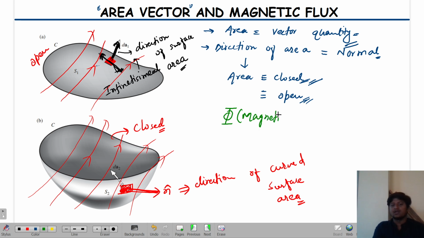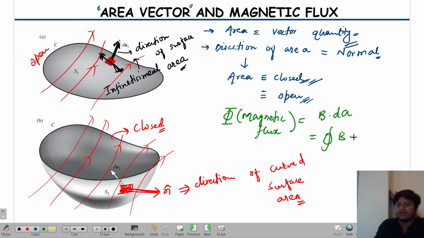What is it called? It is called phi. So this magnetic flux is given as what? It is just like electric flux was E dot dA, or not? Tell me yes or no. So similarly, magnetic flux is equal to B dot dA for an open surface, and it is equal to the closed loop integral of B dot dA for closed surfaces.